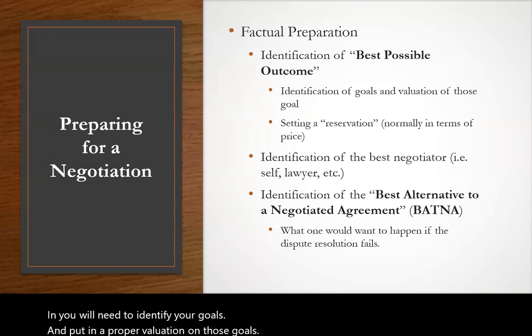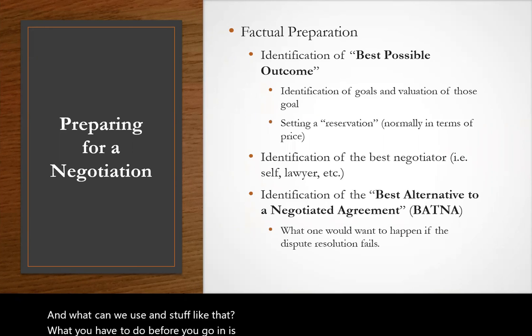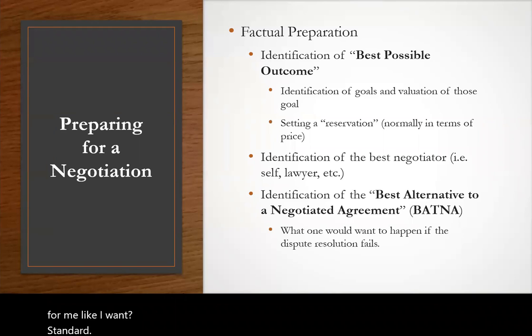Like, I'm ordering a shipment of light bulbs. Now, we're going to negotiate because it's for this massive factory, the value or how much the light bulbs are, and what kind we use and stuff like that. So what you have to do before you go in is understand, okay, what is the best possible outcome for me, right? Like, I want standard incandescent light bulbs for 4 cents a piece, right? That's your best possible outcome. That's what you want.